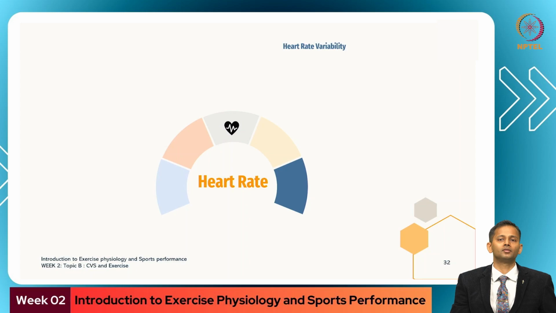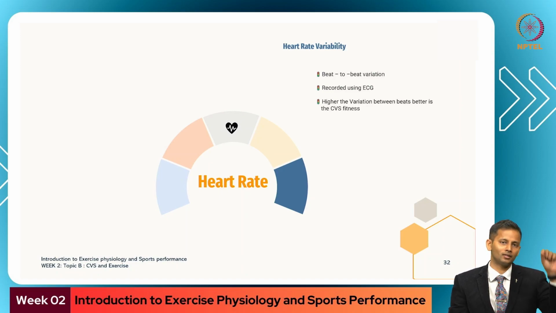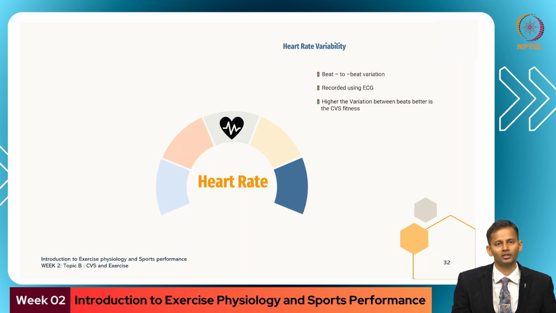The last parameter is the heart rate variability. It's a widely used parameter nowadays, and it is nothing but the variation between every beat. From one beat to another beat, what is the variation? That becomes the heart rate variability. It is recorded generally using ECG, where you find exactly the R wave, and then you can find out the difference between two different beats.